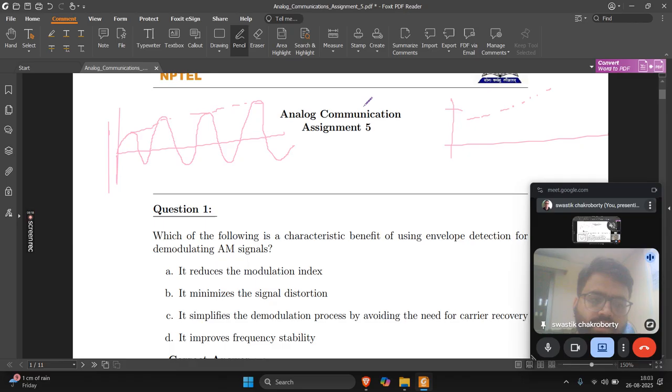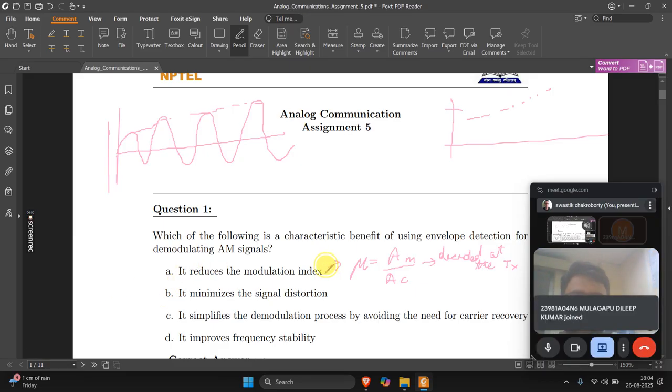So one option is that it reduces the modulation index. Now this is not possible, as the modulation index mu is basically the ratio of the message signal amplitude and the carrier signal amplitude, and it is decided at the transmitter. Since this is decided at the transmitter and envelope detection happens at the receiver, we cannot have a reduction of modulation index at the receiver. So this is not a characteristic benefit.